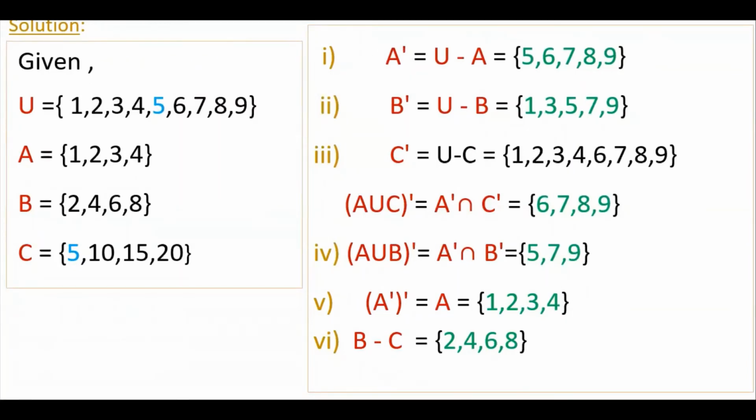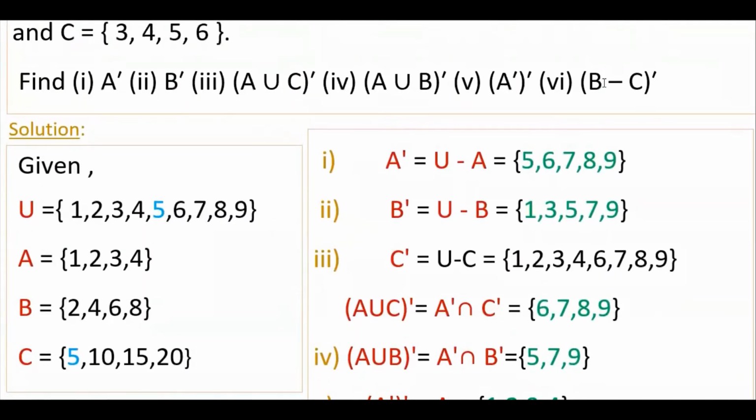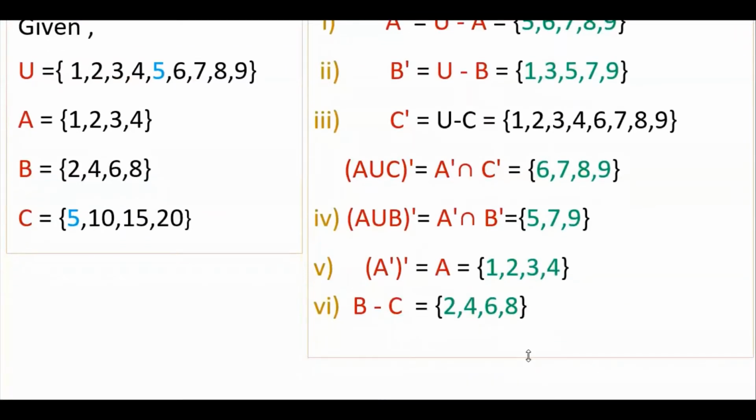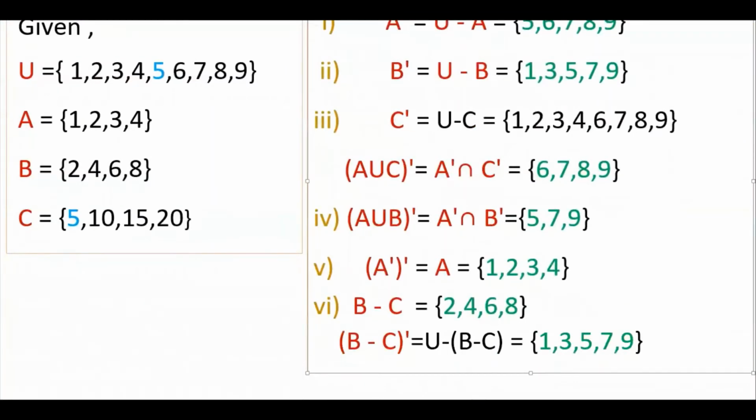And the next one is the complement of the difference of B and C. First to find the difference of B and C. So here for B and C, you have to check any common elements. Here, no. So you have to write only B's elements: 2, 4, 6, 8. Now the complement of B minus C, you have to check with the universal set. Any common 2, 4, 6, 8, excluding these elements, you have to write the remaining. Those are 1, 3, 5, 7, 9. Like this, you have to find all these values.